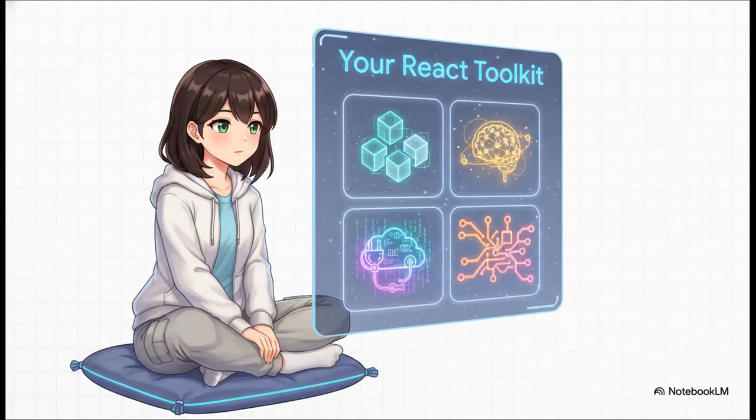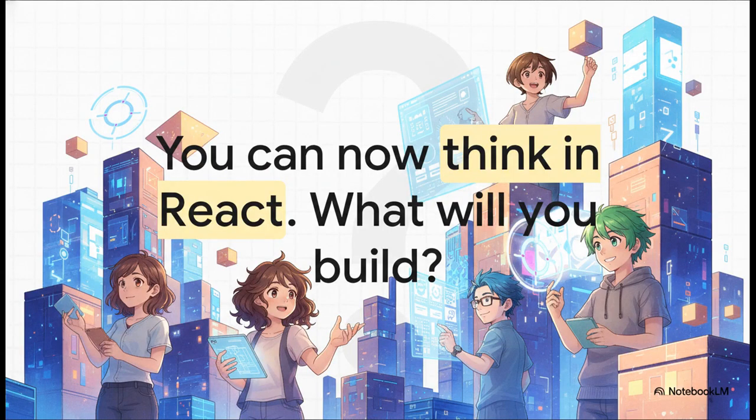So let's just do a quick recap of our toolkit. We have components and JSX. Those are our blueprints. We use state to give those blueprints memory and make them dynamic. We use effects to connect them to the outside world, and finally, we use routing as the map that lets us combine all of our components into a full multi-page application. These are the fundamental building blocks. You now have the mental model to really understand how modern, responsive user interfaces are built from the ground up. So the only question left is, what are you going to build with it?